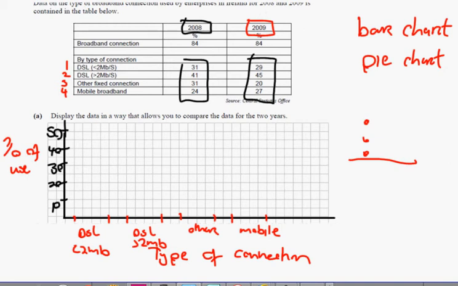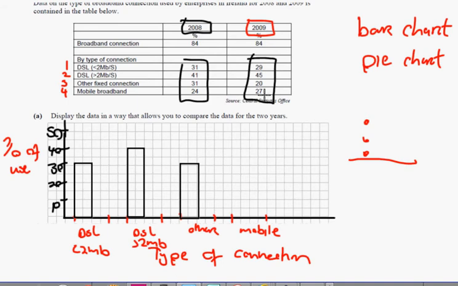Okay, so to do black, how much is it for DSL in 2008? What number? 31. Tell me when to stop for 31. About there. Okay. All right. We'll do DSL. How much for DSL above 2 megs? 41. Tell me when to stop. Okay, thank you. And then finally, other. Once again, tell me when to stop. It's 31, is it? Yeah.